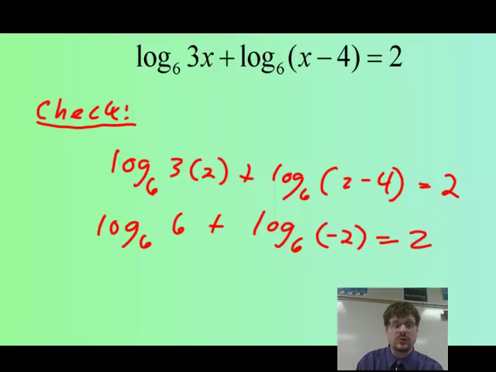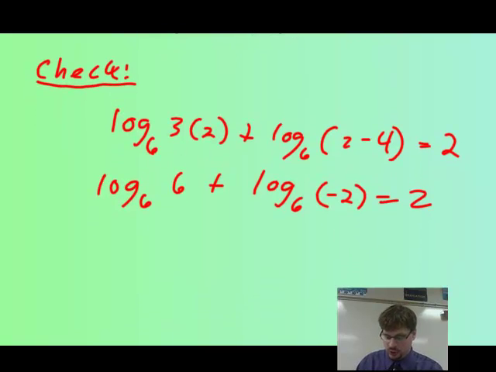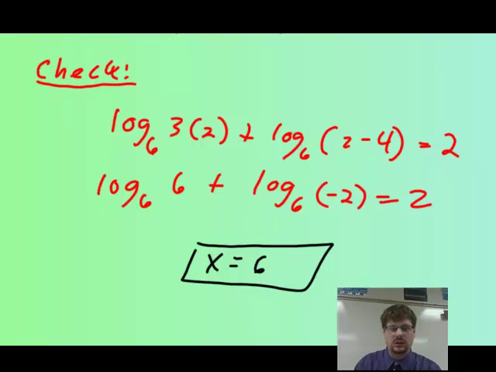It's an extraneous solution. So therefore, we only have one true solution, only one true champion, x equals 6, as being our sole solution. Like that.